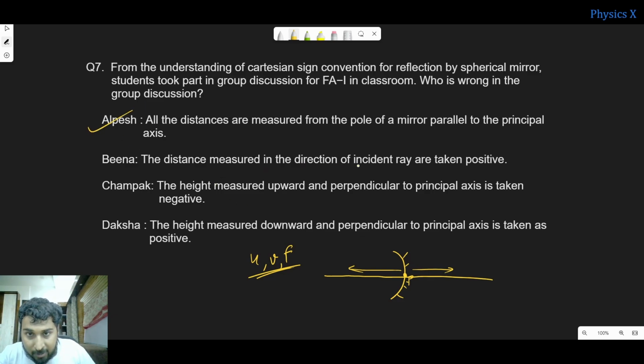The distance measured in the direction of incident ray is taken positive. Okay. Let us consider this. I am taking incident ray like this. So if the object is here, we measure u like this from the pole. So we take u as negative. Okay, so against the direction of incident ray, we are taking negative. And suppose this is now the reflected ray, right? Let me draw clearly.